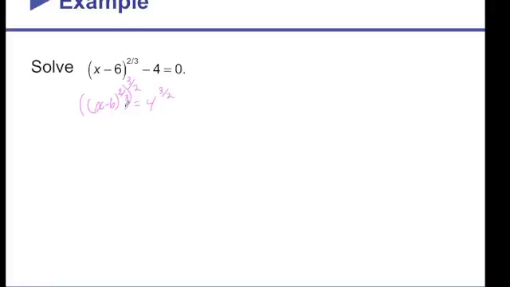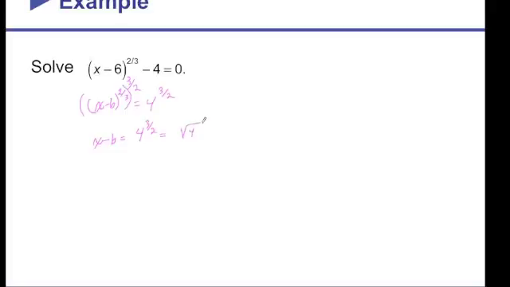Now, if you remember your rules about exponents, when you raise an exponent to another power, you just multiply these together. Well, 2/3 times 3/2 is just 1. So I get x - 6 equals. Now over here, this 4 to the 3/2, I can write it two different ways.